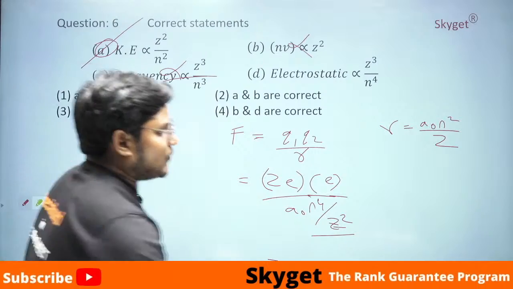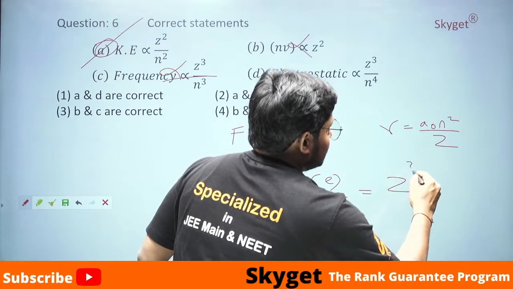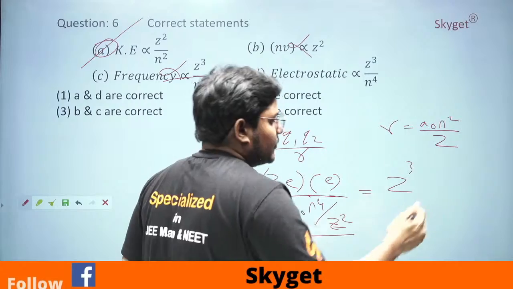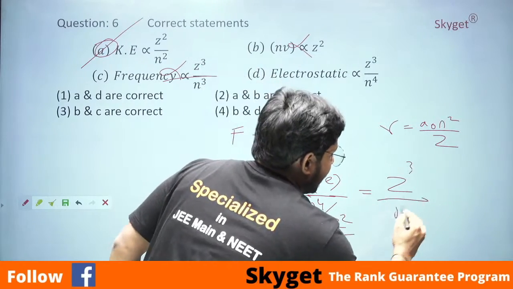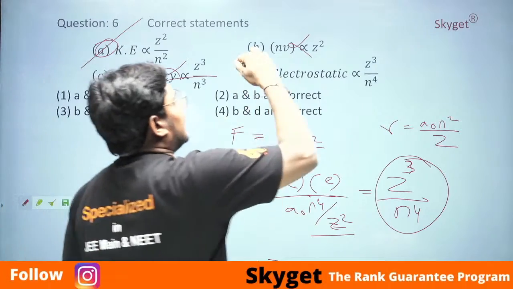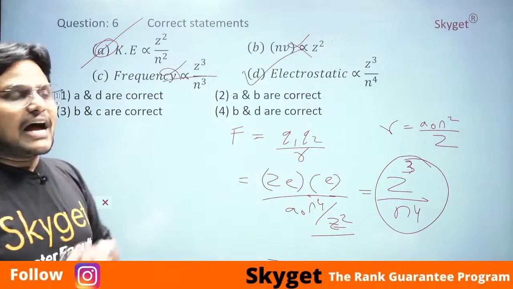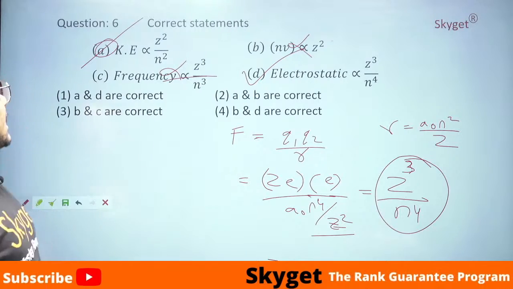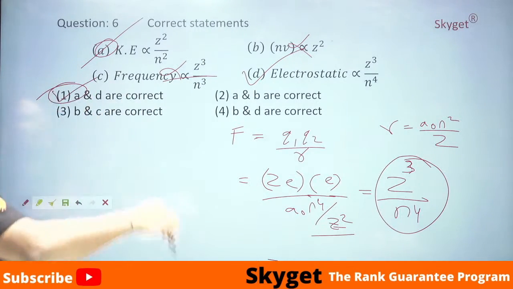So when it goes up, what will happen? That is Z cube. I will write only the option here: Z cube by n power 4. Exactly what they said, you got. So what is the answer here? Yes, A and D are correct. So option 1 is correct, students.